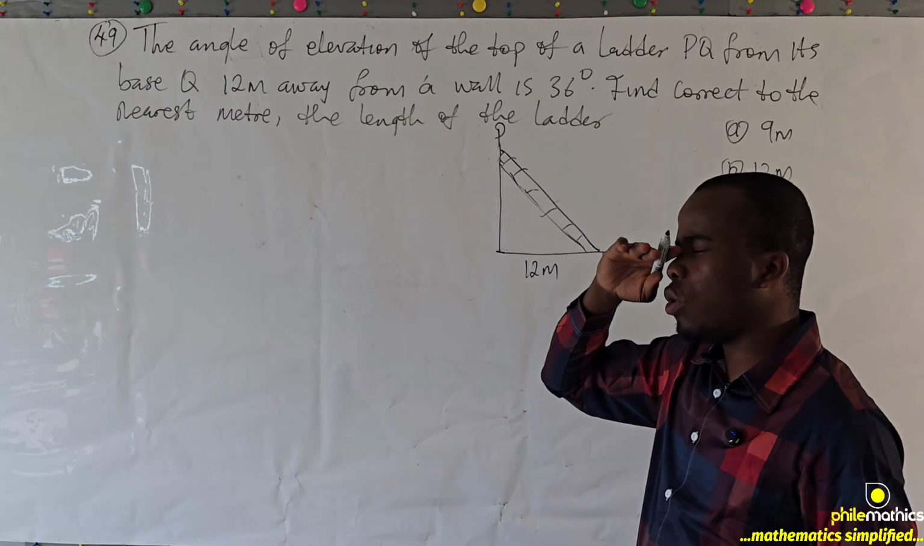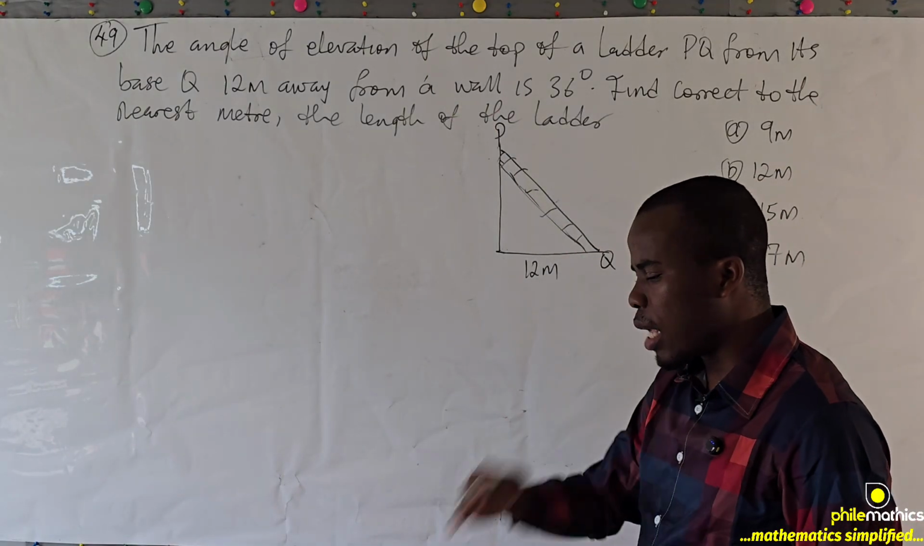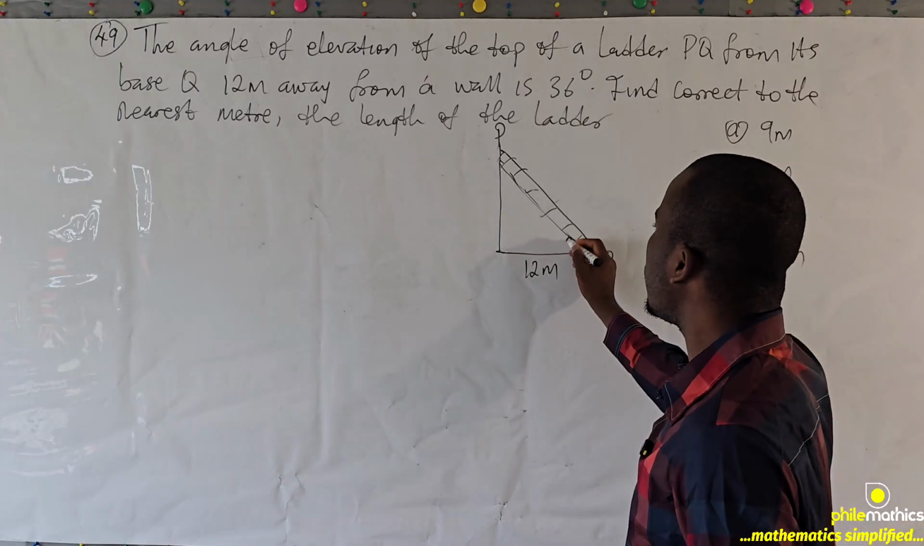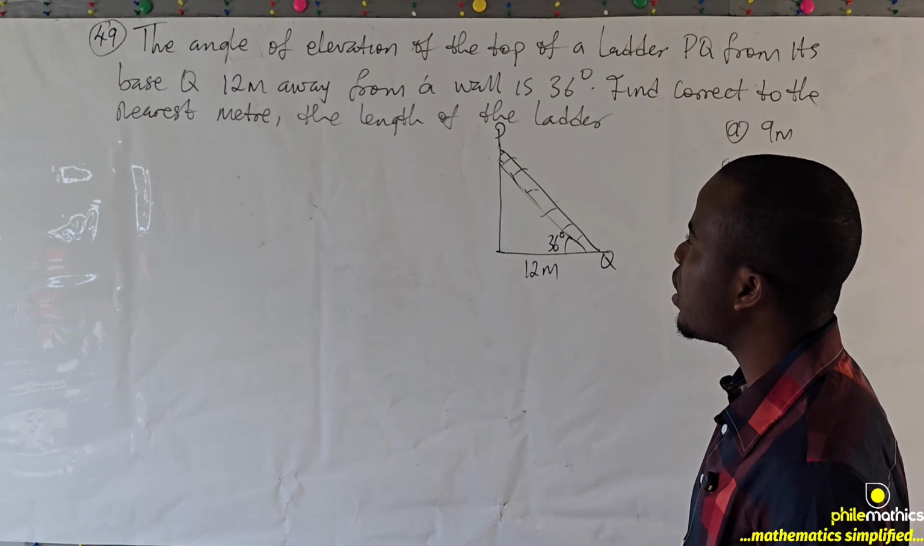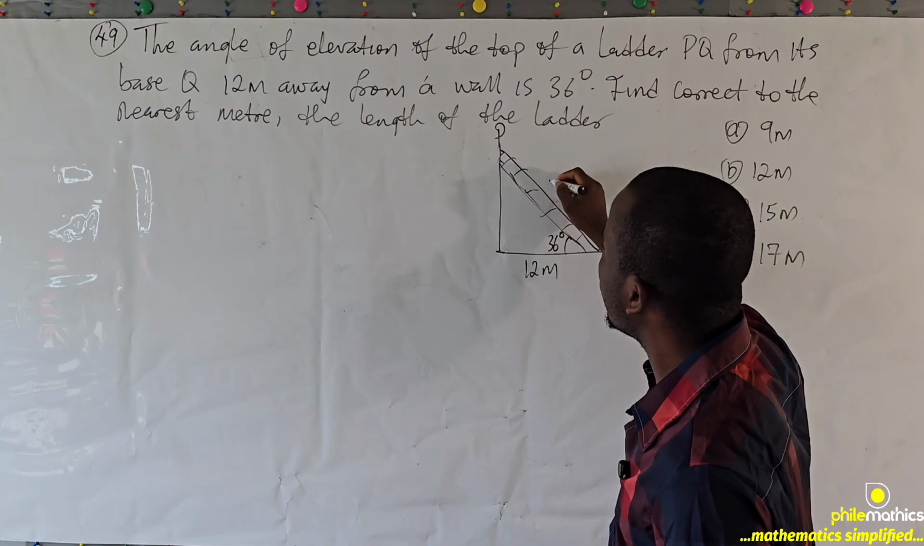This is 12 meters, this is 36. You know, angle of elevation is this angle to the horizontal. Angle of depression is this angle to the horizontal. Your eye level is the horizontal. So this is 36 degrees. Find, correct to the nearest meter, the length of the ladder. So we're looking for this length. Let's call it L.